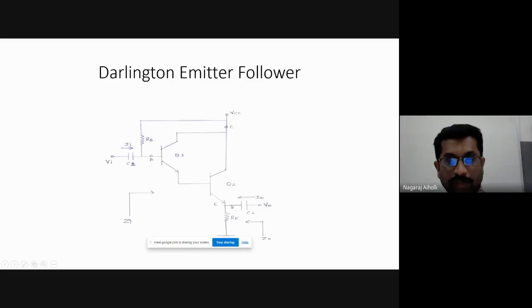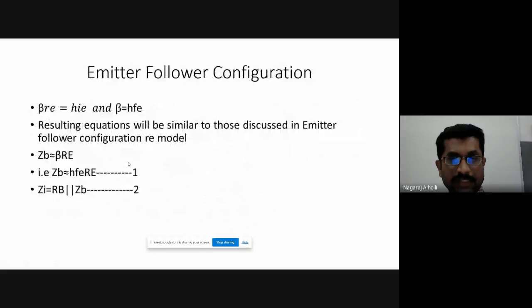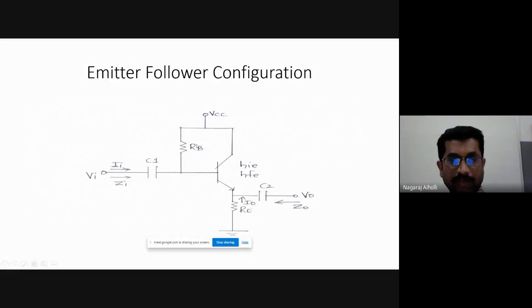In the emitter follower circuit, the output at the emitter terminal is following the input at the base. Let's go back and see. This is our emitter follower configuration. We have RB resistance, RE resistance. There is no collector resistance. Input is applied to the base terminal. Output is taken from the emitter terminal. This is the emitter follower circuit, or emitter follower amplifier.